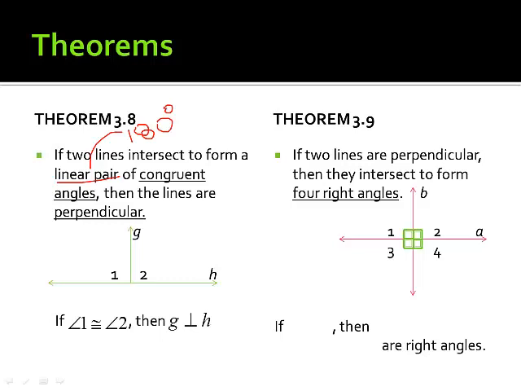This theorem here, 3.9, is actually going to be used a lot. What it states is that if two lines are perpendicular, then they're going to intersect to form four right angles. So, if we know that line B and A are perpendicular, that's the notation, we can say that angle 1, angle 2, angle 3, and angle 4 are going to be right angles, which means, by definition of right angles, they're all going to measure 90 degrees.